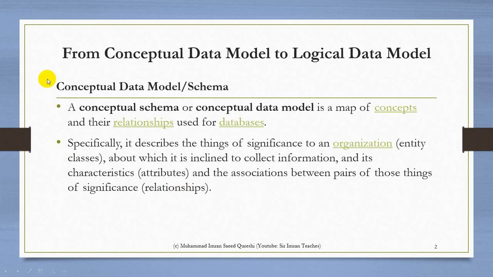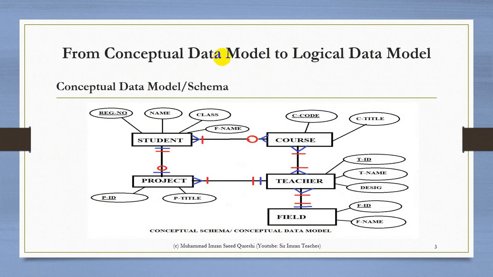Now we will have to convert this conceptual schema into a logical data model. So we must also learn what the logical data model is. First of all, let me show you the conceptual data model that we have studied already in the class. Here we have our conceptual data model: student, course, teacher, project and the field. These are the entity classes, then the relationship between them, and then the attributes of each entity class.